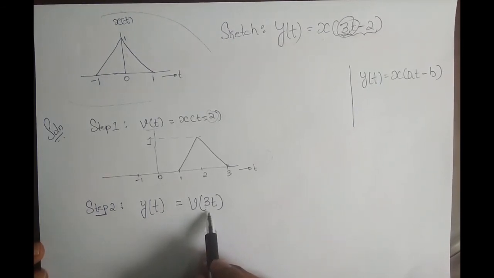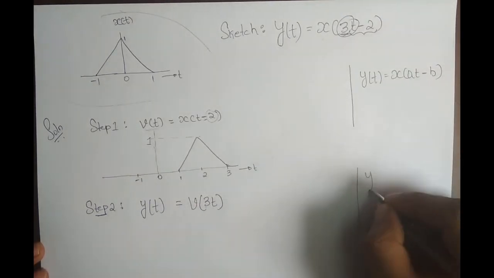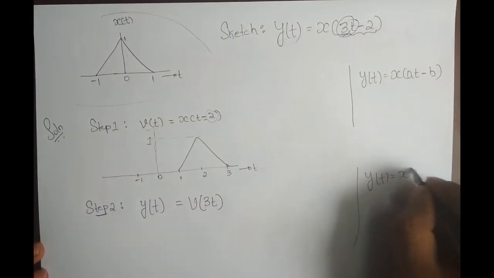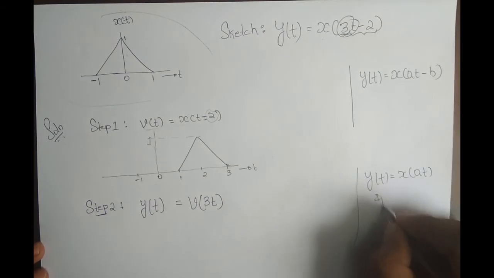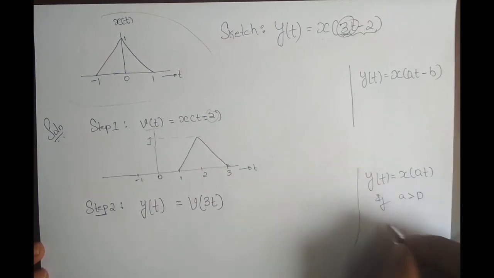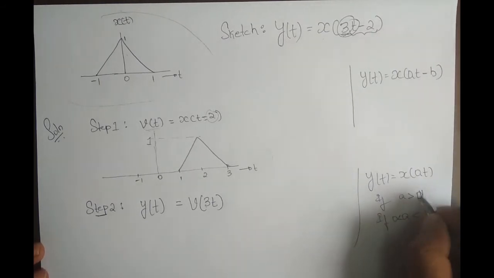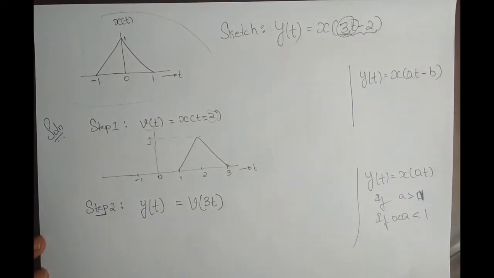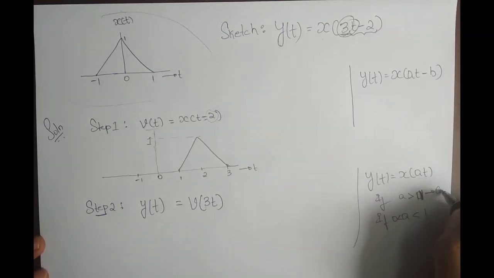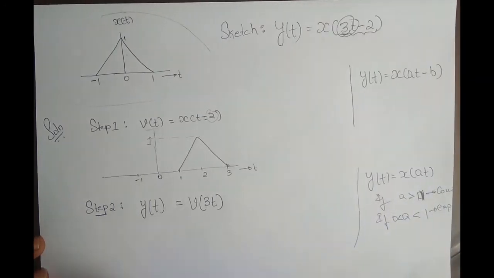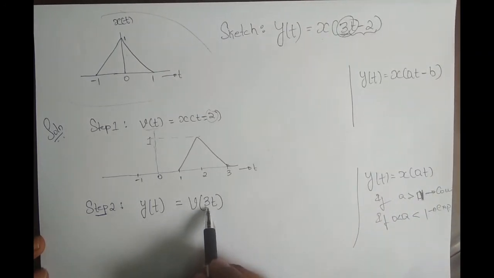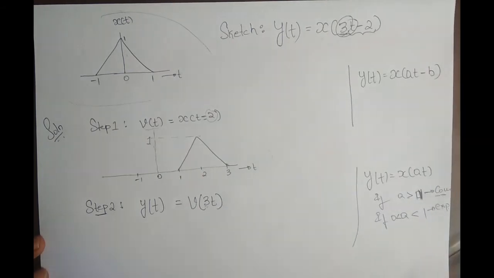And what is this signal operation? It is the time scaling operation. This is of the form y of t equal to x of a into t. If a is greater than 1, it is a compressed version. If a is between 0 and 1, it is an expanded version. Now what is the value of a here? a is 3, which is greater than 1, so it is a compressed version.